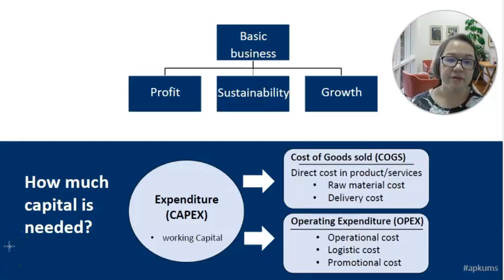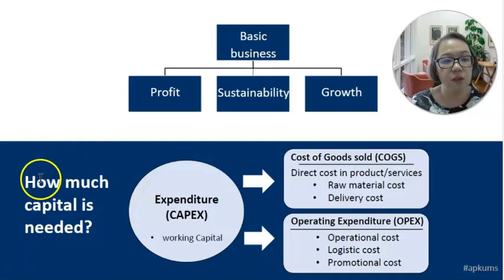When doing business, we have basically 3 objectives. First, to gain profit. Second, to make sure the business is able to sustain for the long term. And third, we hope that the business can grow better and have more business in future. So we have to make sure that the money that we use is put to good use.